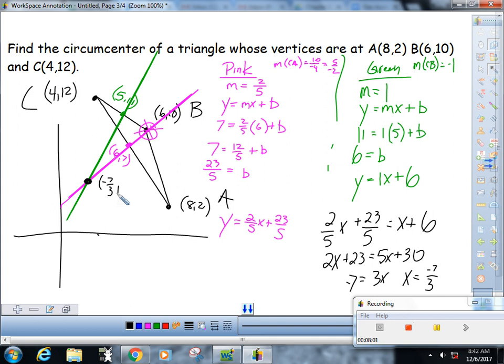And y? y equals 1 times negative 7/3 plus 6. 6 is 18/3. So negative 7/3 plus 18/3 is 11/3.